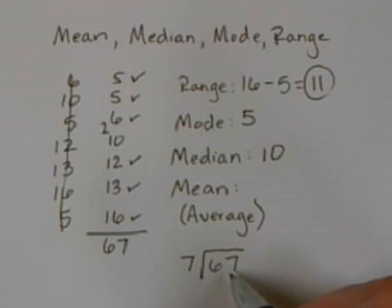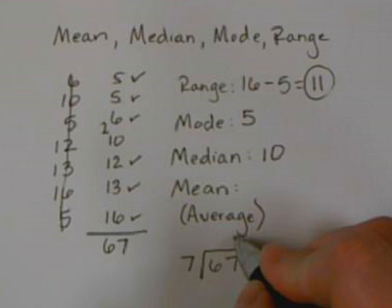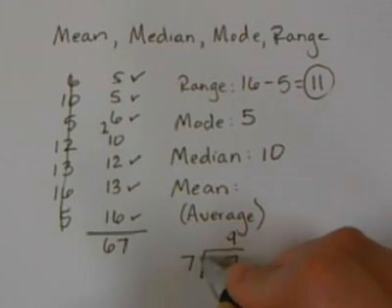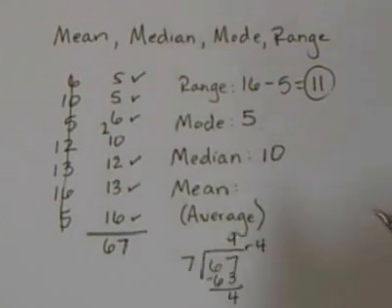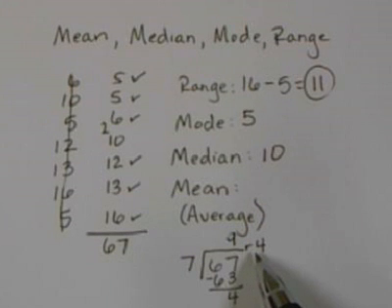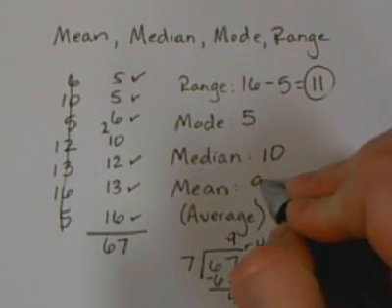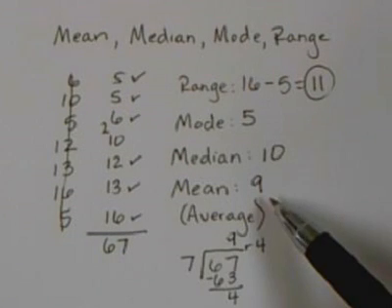What times 7 will get me to 67 without going over? That's 9. 9 times 7 is 63. We subtract and get a remainder of 4. Then I always tell them to just think about rounding. If it's 5 or less, then the number stays the same. So my mean for this given set is 9.